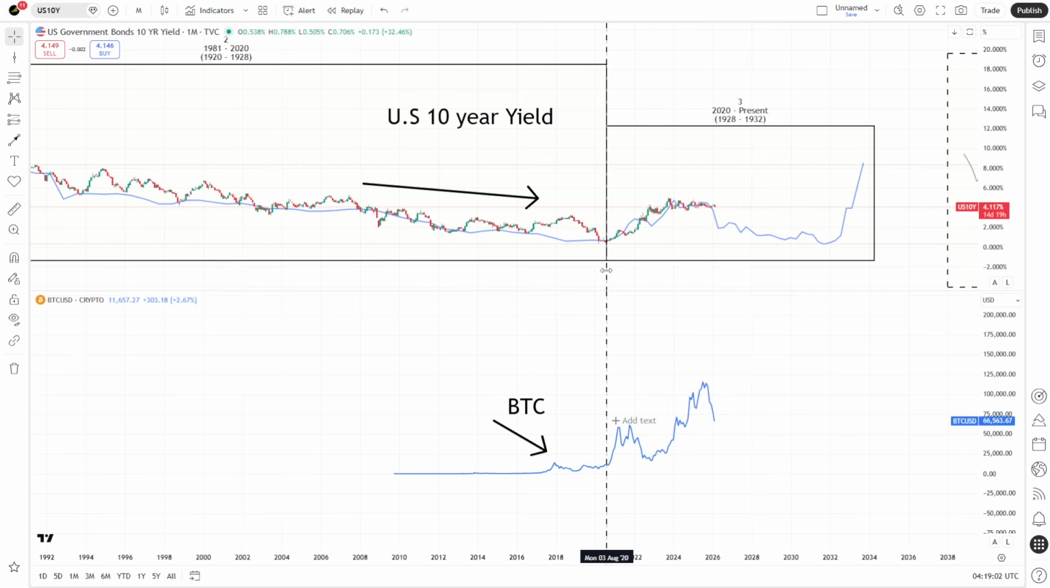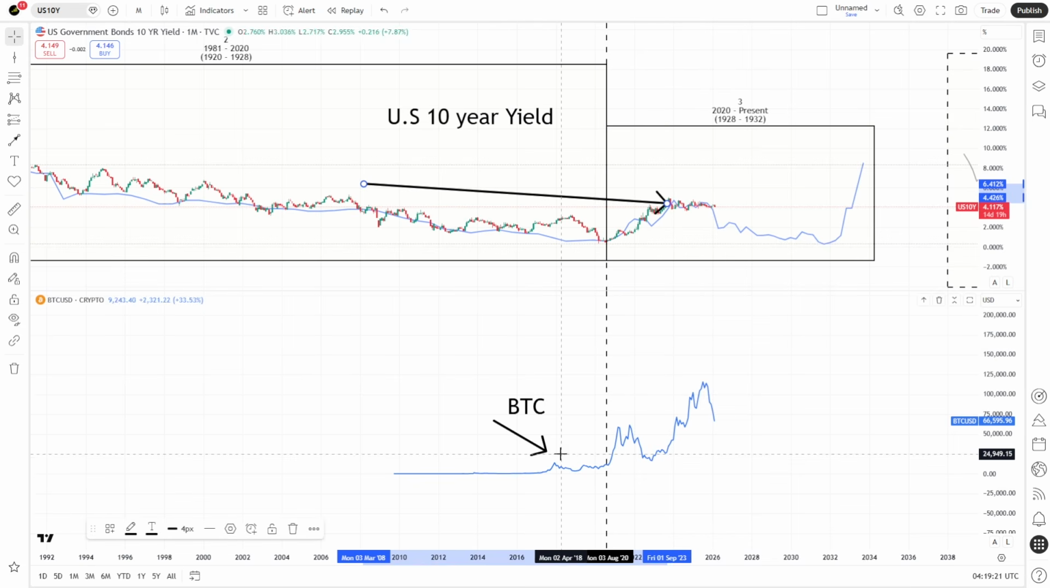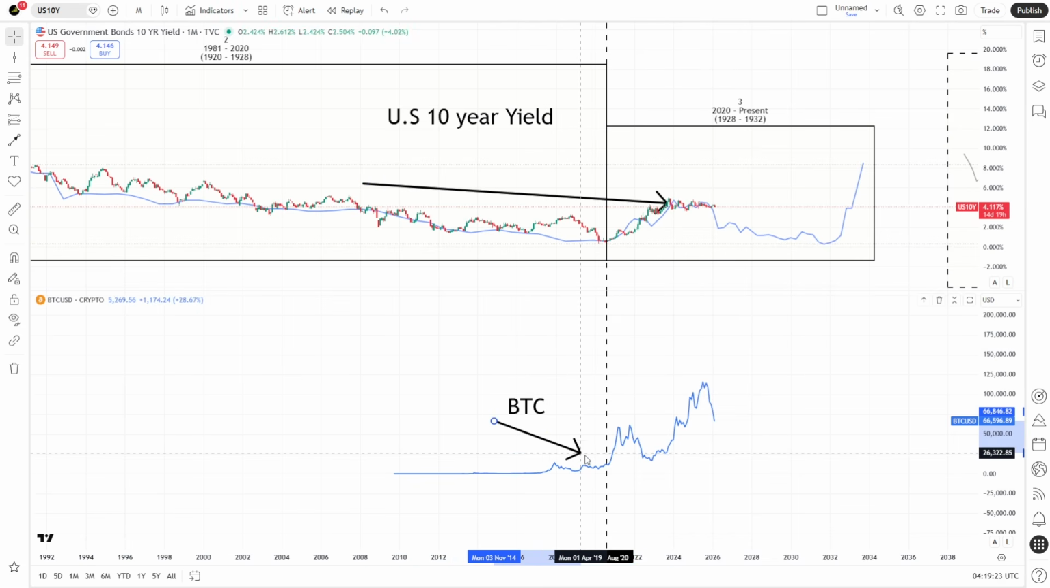When the 10-year yield enters into the current box that we're in, and by the way, this box is synced up with the Dow Jones, it's repeating a structure that it did during the move up to the 1929 peak and then during the crash. As this starts to move up, the 10-year yield affects a lot of stuff.